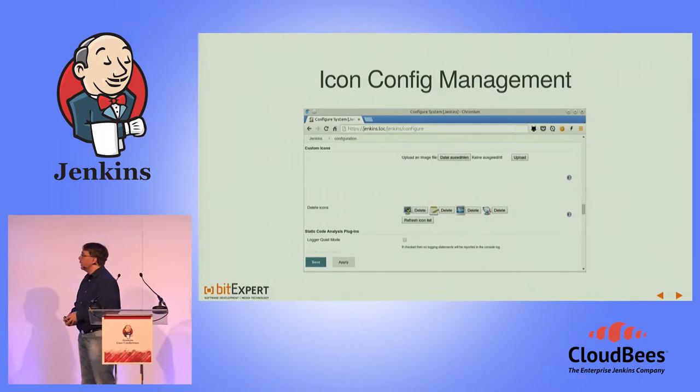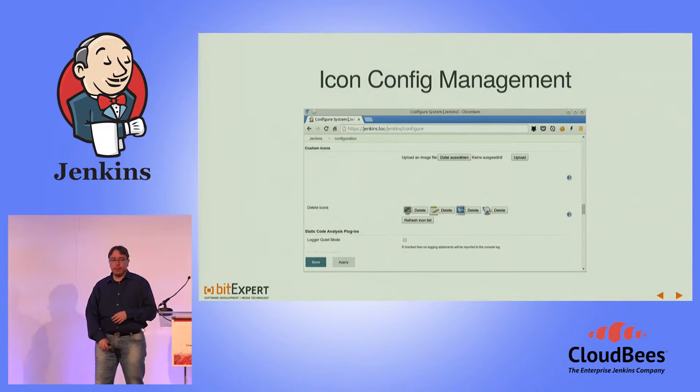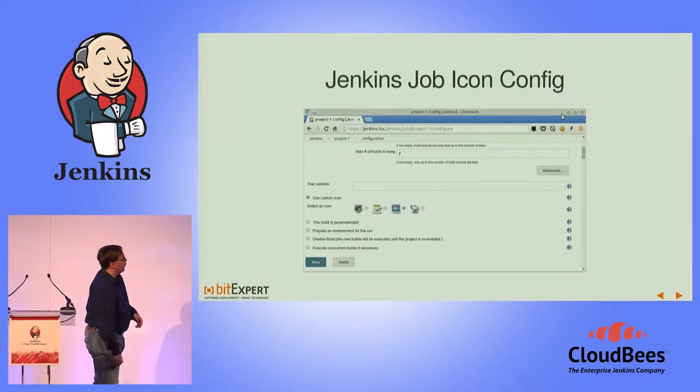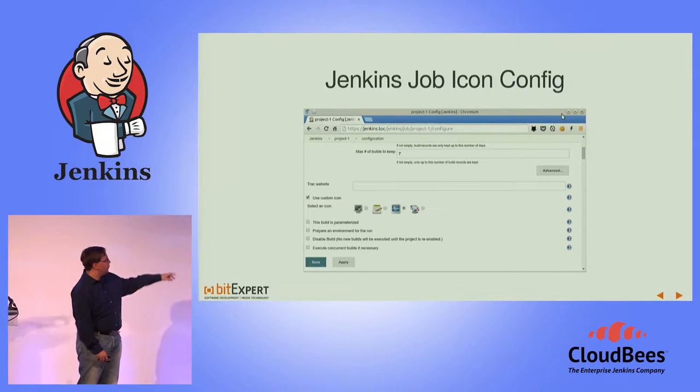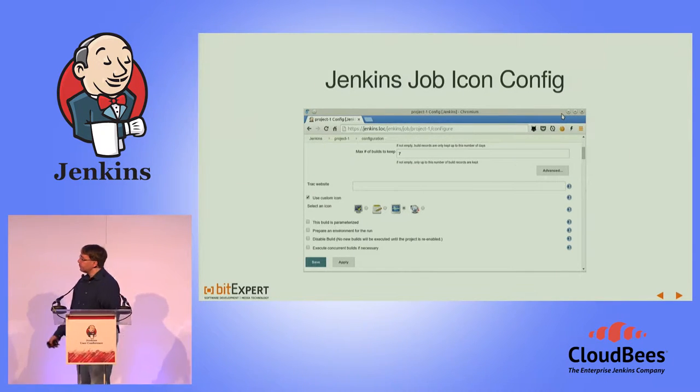If you've installed this plugin in the Jenkins configuration, you can easily upload any kind of icon, and then you can use it in your jobs configuration. Just select the custom icon checkbox and then pick the icon that you want, which is really nice.